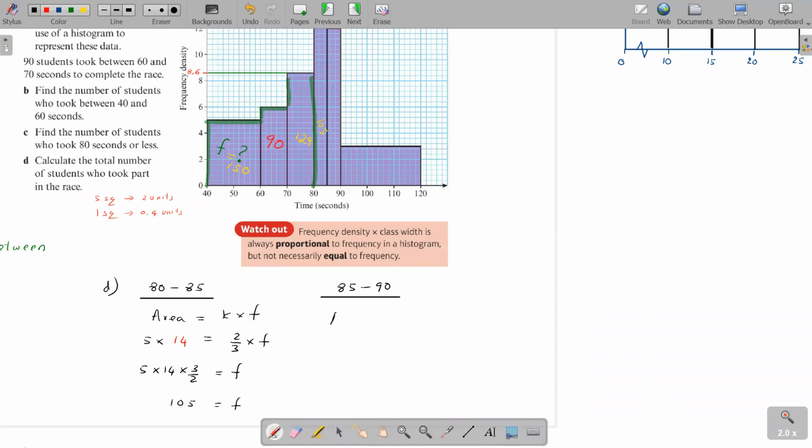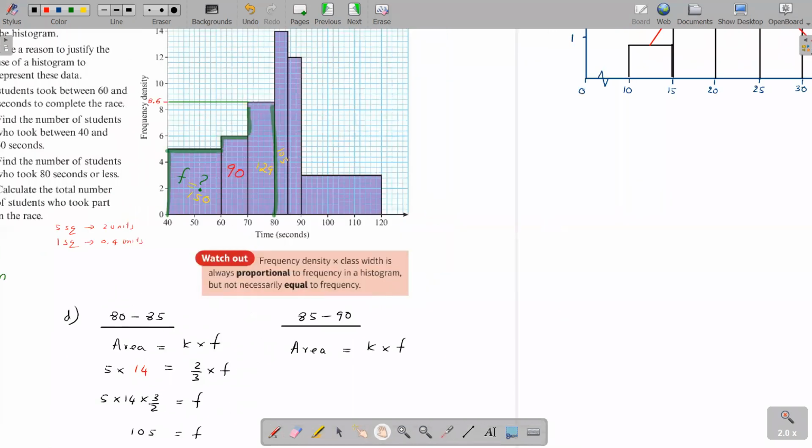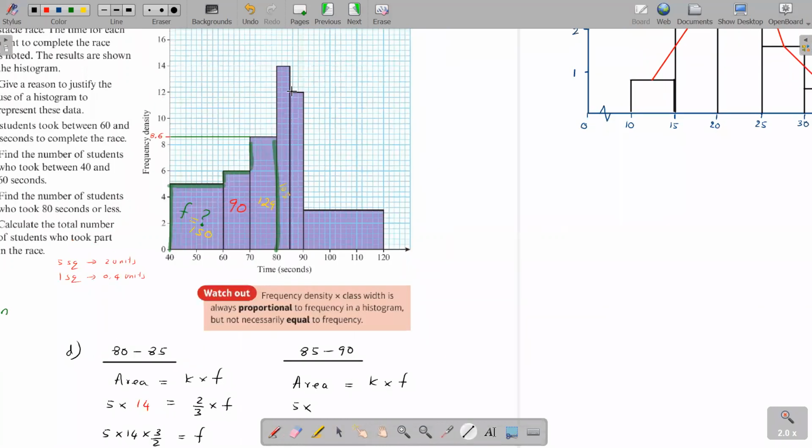85 to 90, area equals. So what is the area? Length into breadth, which is? Area is again 5. The width is 5. And what about the height? Is it exactly 12? Yeah, it's exactly 12.